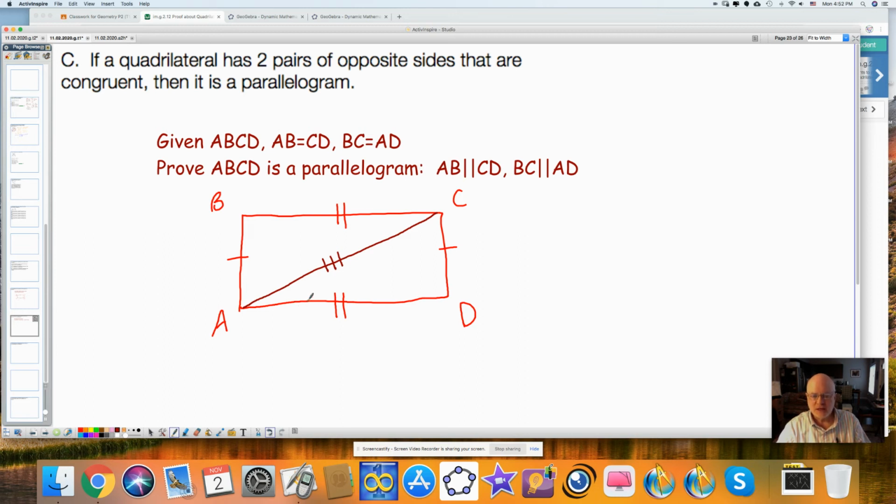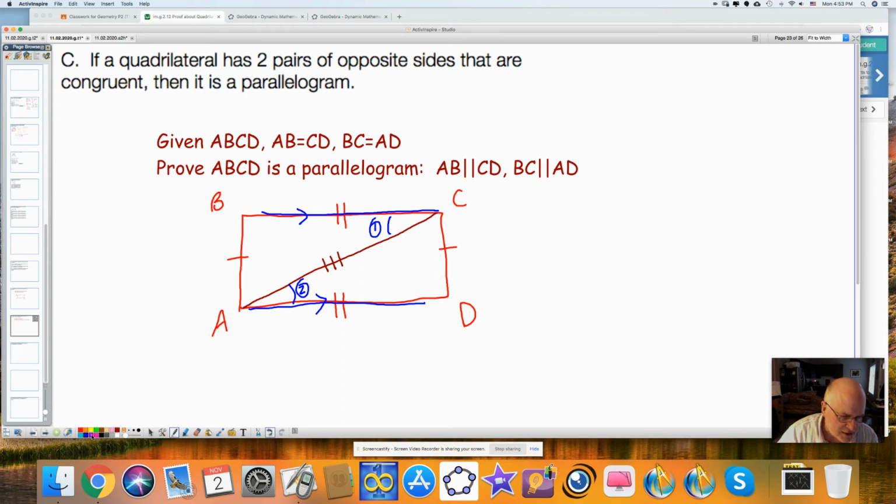Because of the side-angle-side triangle congruence theorem, I can say that this angle, which we'll call angle 1, is congruent to this angle, angle 2. Why? Because corresponding parts of congruent triangles are congruent. And these are alternate interior angles formed by these two lines. They're congruent, so by the converse of the alternate interior angles theorem, these two lines must be parallel.